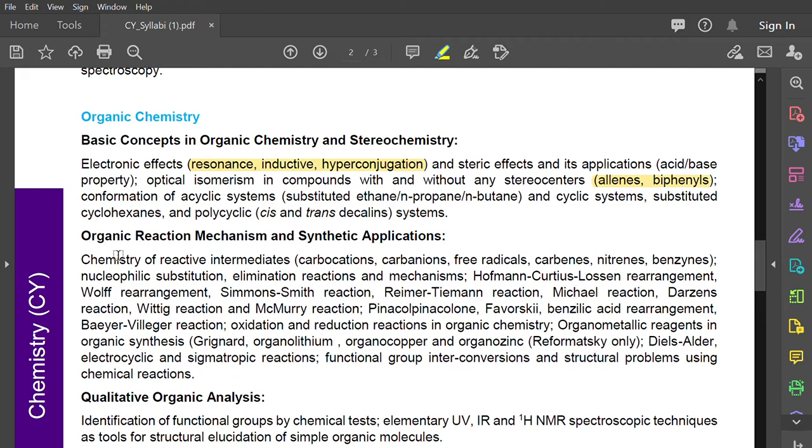Regarding the organic reaction mechanism and synthetic application, obviously, as I said, there will be questions regarding the stability of intermediates, which are carbocations, carbanions. So if there is a question on carbocation, also remember there will be questions regarding benzynes. They have sometimes even asked questions regarding cine substitution reaction in pyridine systems. So that is one thing that has to be kept in mind.